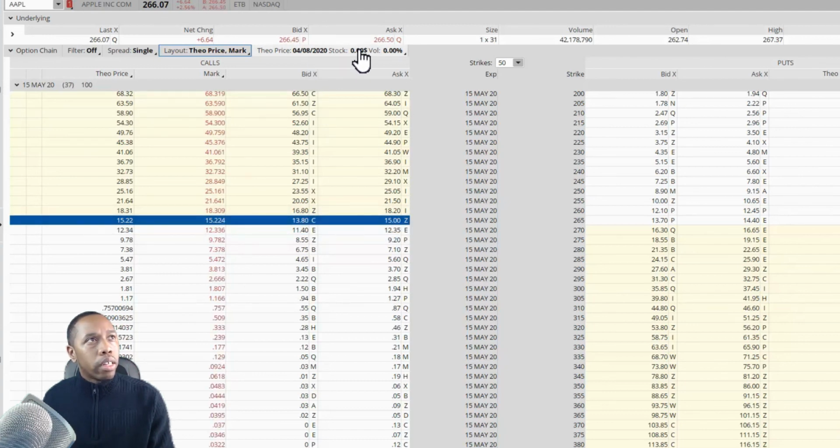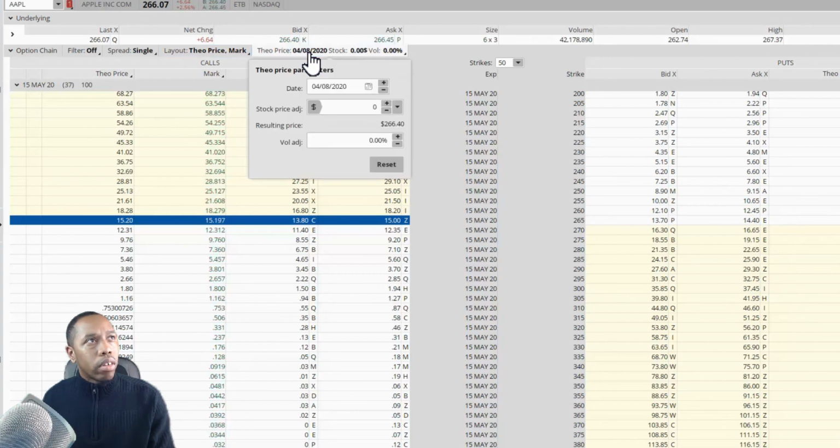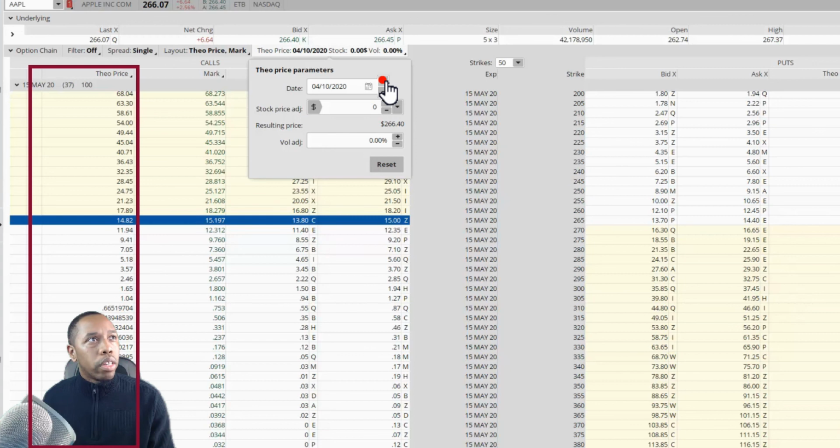So I can go in here and click the date, which right now I have the 8th. But if I want to look in the future, let's go a couple of days in the future. Let's go for the 15th. As you can see, the prices are moving as I change. Look at the Theo price. Theo price is changing as I move the dates.